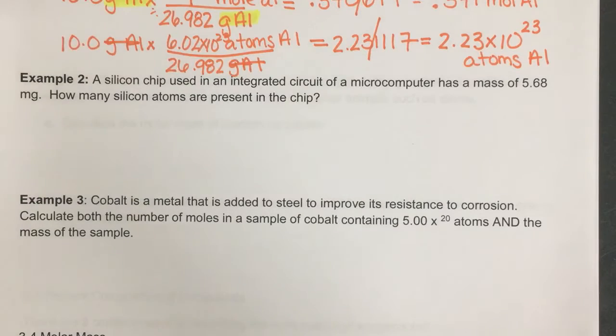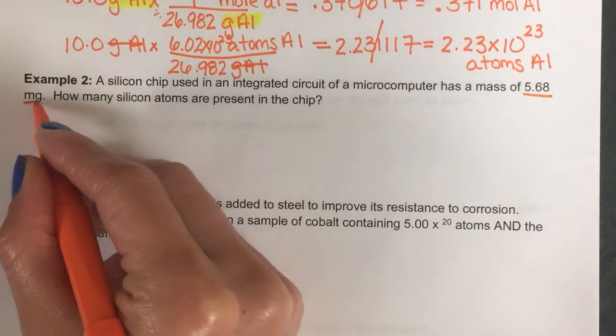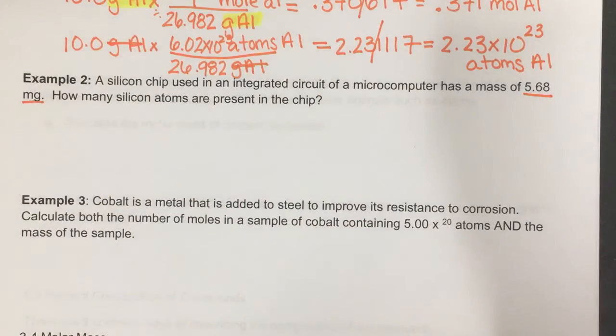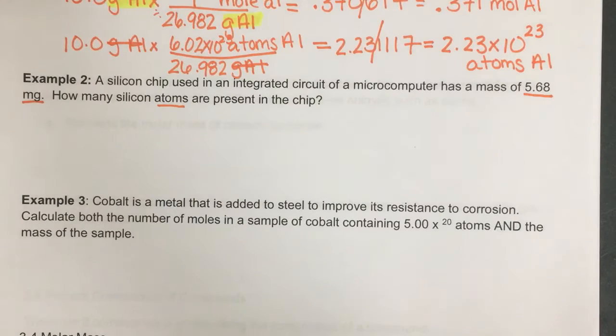So let's try one that's a little bit harder. A silicon chip used in an integrated circuit of a microcomputer has a mass of 5.68 milligrams. How many silicon atoms are present in the chip? Now it's almost exactly like the one we'd done before. Almost. The difference is this time my mass isn't in grams, it's in milligrams.